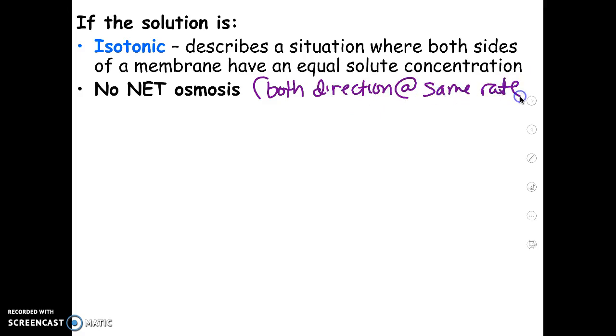So it's not that water has stopped moving, but there's not really going to be any change in concentration on either side because the amount of water going in is equal to the amount of water coming out.